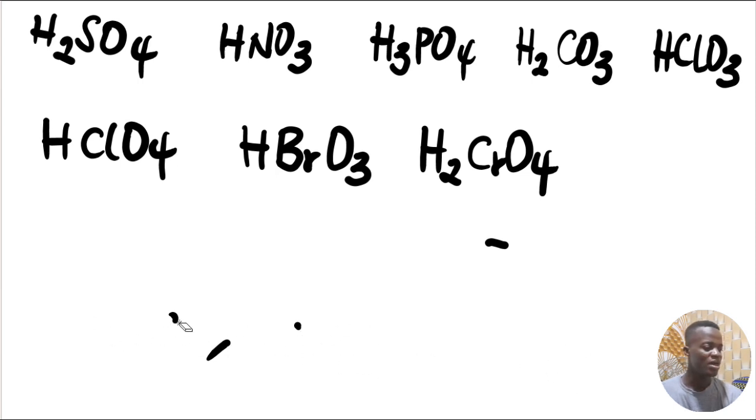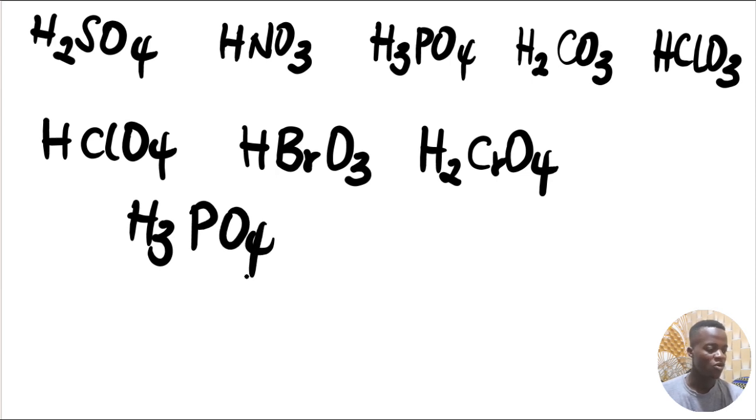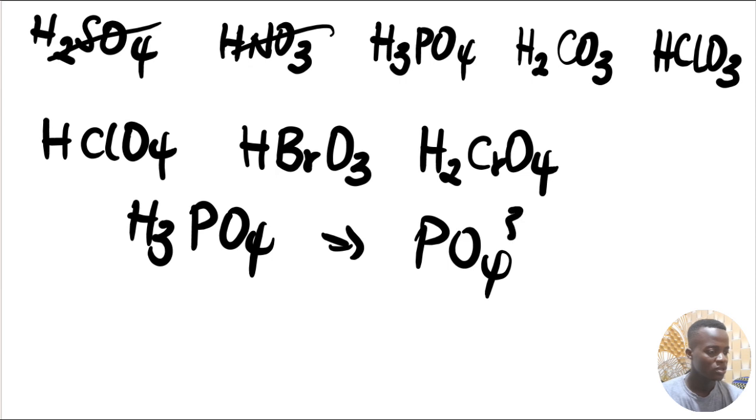So let me take H3PO4 to tell you how to actually name it. So H3PO4. We have named this one, right? For H3PO4, we are going to the anion part, and the anion part will be PO4 3 minus. But then, how do we name this one?